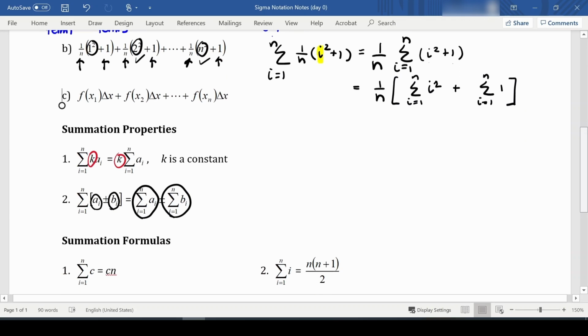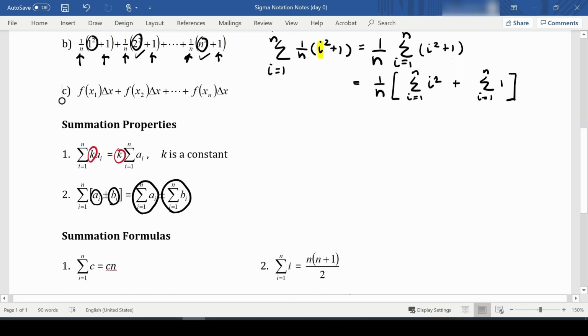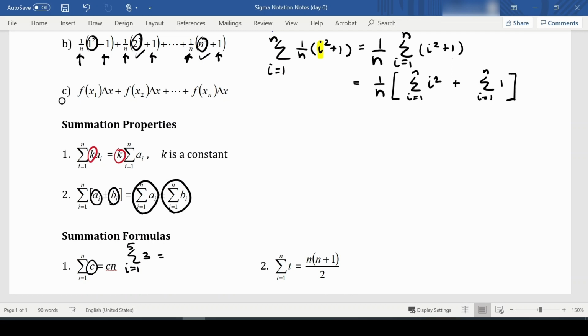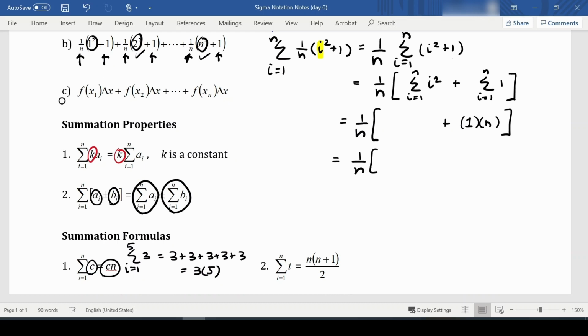Now if I scroll a little farther down, we can see that if we have just a constant inside of our sigma, this is going to be the constant times n. If we think about this, this should make sense. If I had i as 1 to 5 of the number 3, this means you're going to take 3 and add it together 5 times, which would be 3 times 5, right? Which is what this is. So if I look at that, that means my second sigma notation should just be 1 times n, or just n.